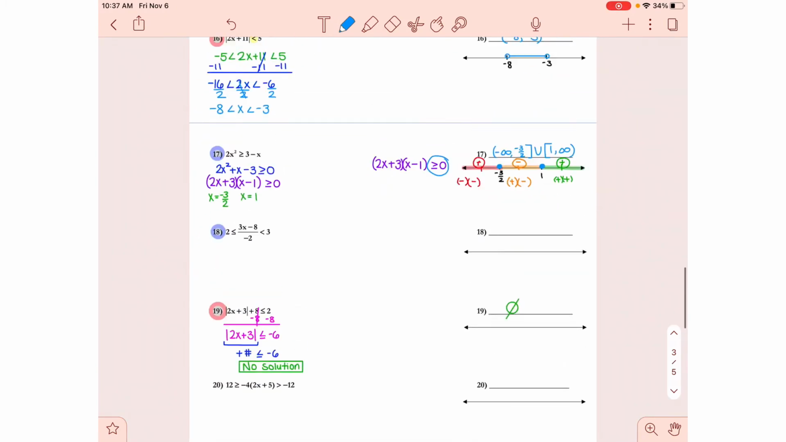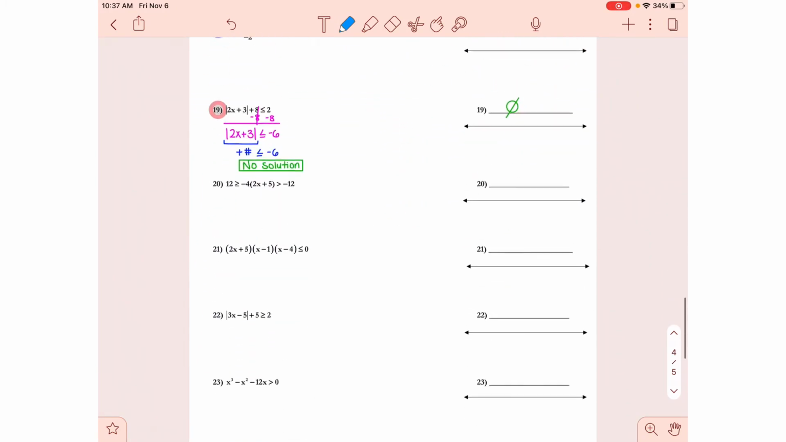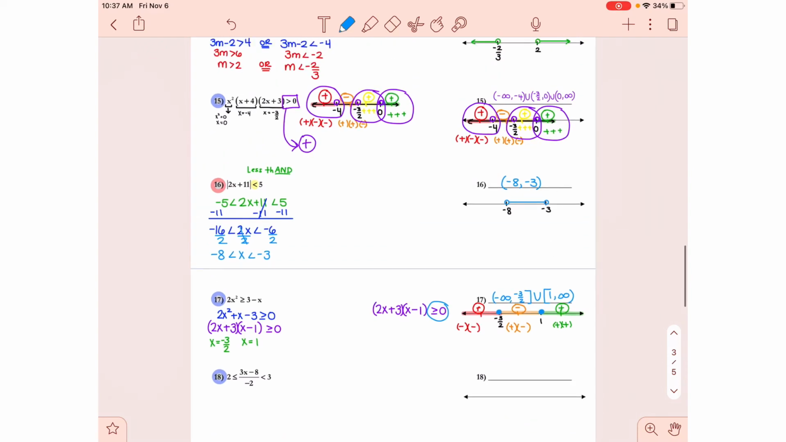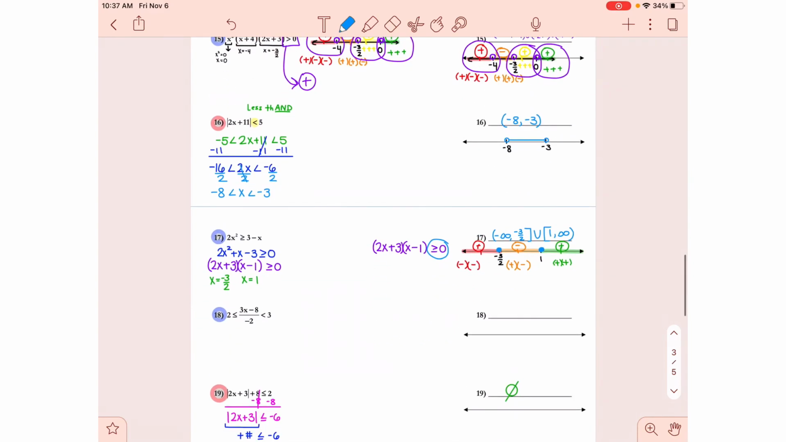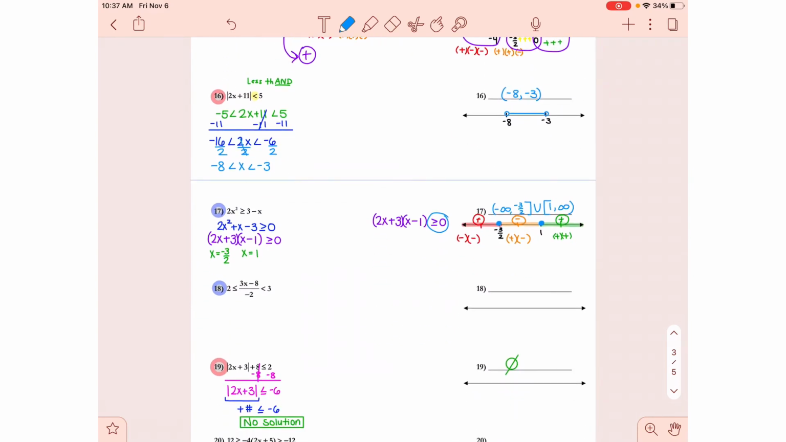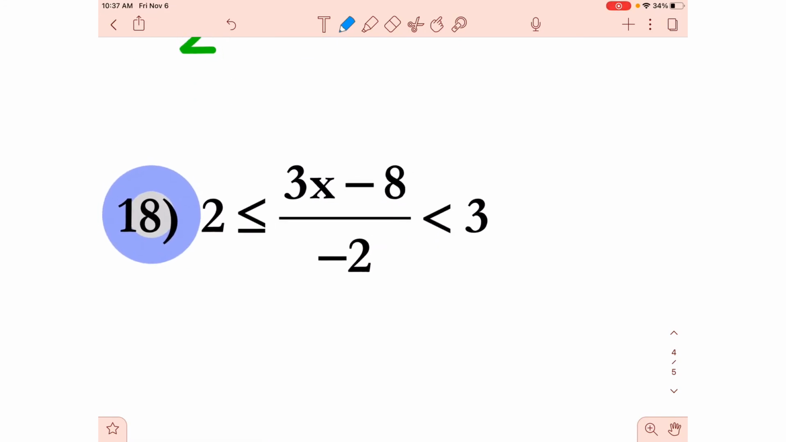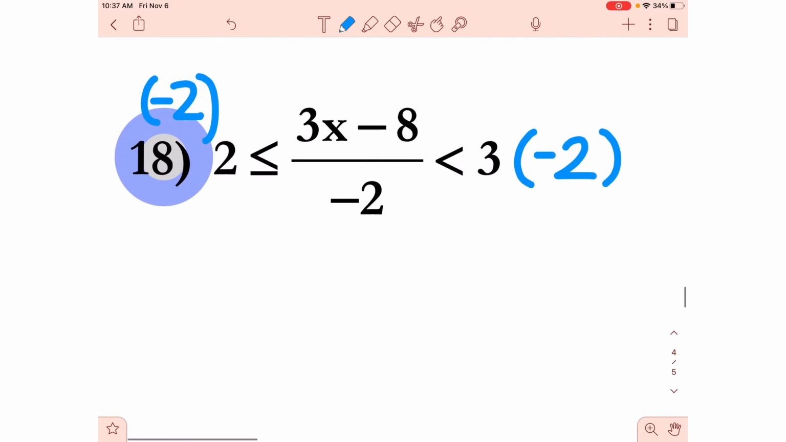So that's really it for the quadratic problems that I wanted to do, but I am going to end with number 18. This is not a quadratic problem, but it's just a sandwich notation problem that I just wanted to remind us how to do. So a couple things here. The first thing I need to do is get rid of this negative 2 by multiplying it to both sides. And since I'm multiplying by a negative number, I have to flip the inequality.